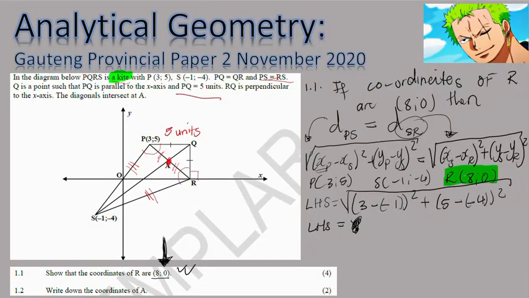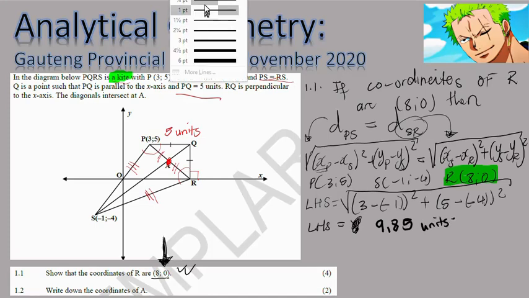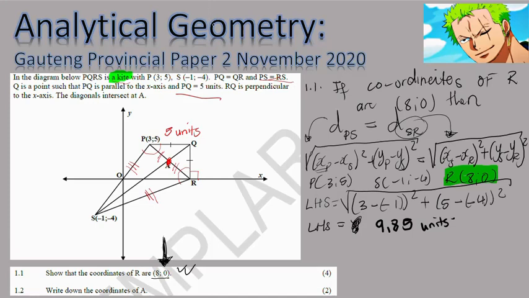And then what were we saying? We said the answer to this is 9,85. So let's put it here. 9,85 units. Let's choose a thinner pen. Right, you see that? And then I want to test the right hand side now.